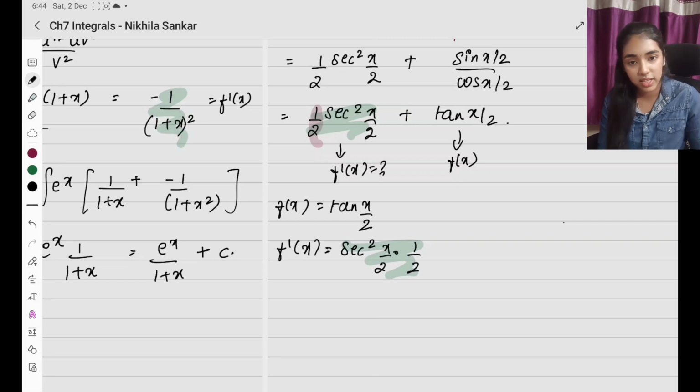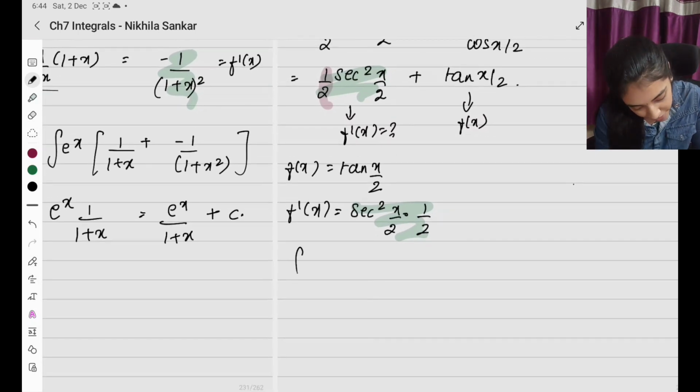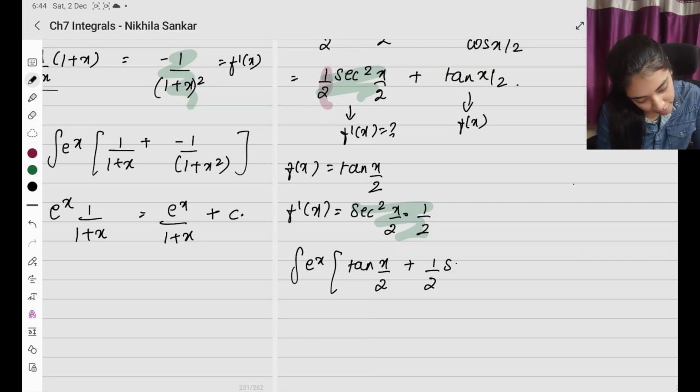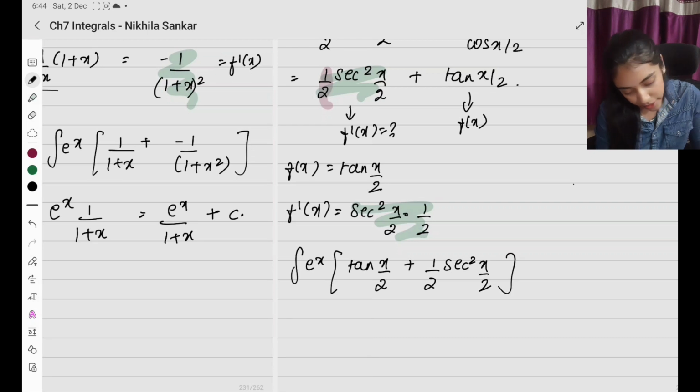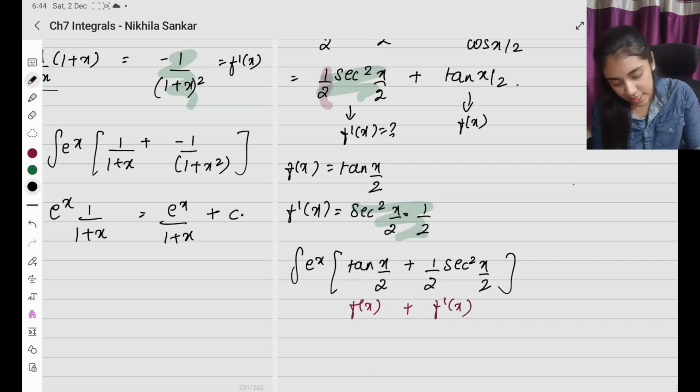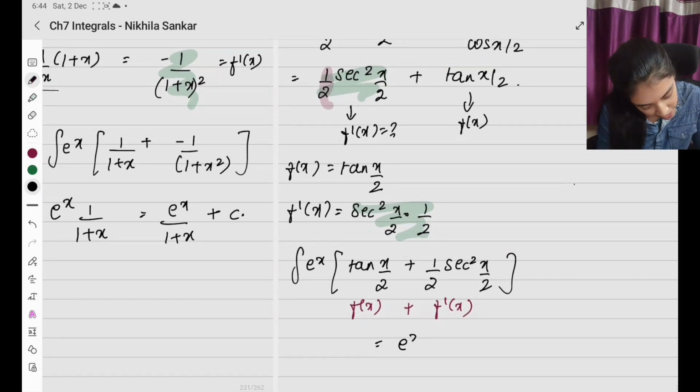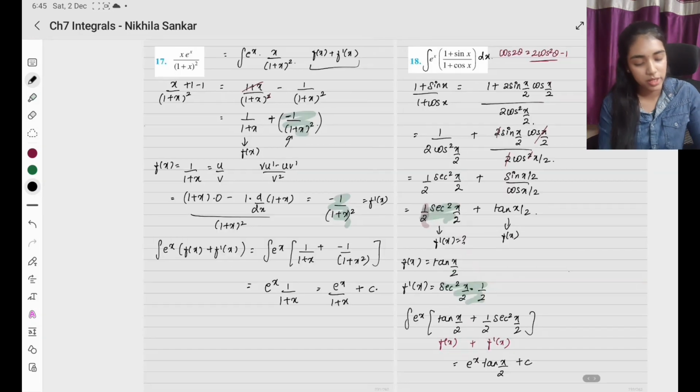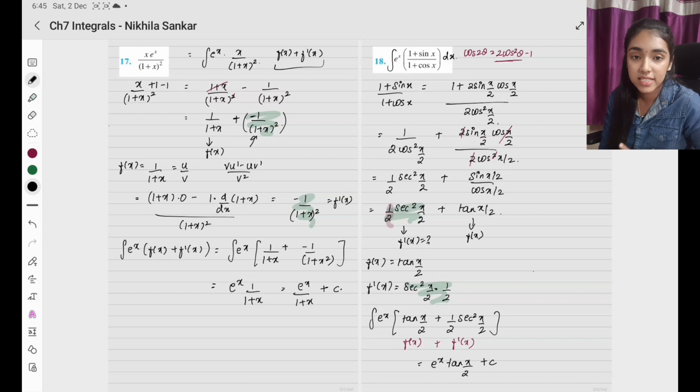So we have found out what our f of x is and f dash of x is. So the final answer is going to be e to the x times f of x, tan x by 2, plus f dash of x, which is half secant square x by 2. So you have to write it in the formula. This is my f of x plus f dash of x, which is going to give me the final answer to be e to the x times f of x, which is tan of x by 2, plus c. Okay. Focus on what your f of x is and f dash of x is. Only if you know which is f of x can you write it in the answer. Just because it has come in addition form, you should not write that this is going to be your f of x. Okay.